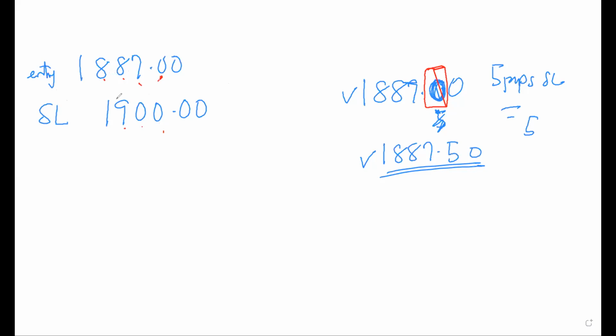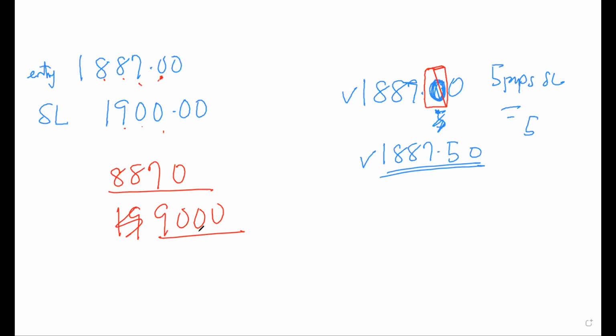Because they are all different, I need to pick out 8870 and 9000. I won't have to pick the first digit because 1 and 1 are the same. So I'm picking out 887, I'm picking out 900, but I'm not going to stop there because I need to add the most important digit, 0. That is why I have 8870 and 9000. This is what I'm going to subtract to get the stop loss value.